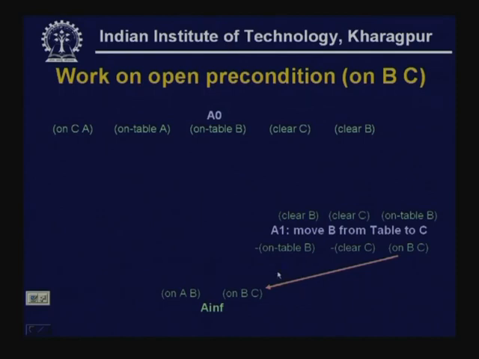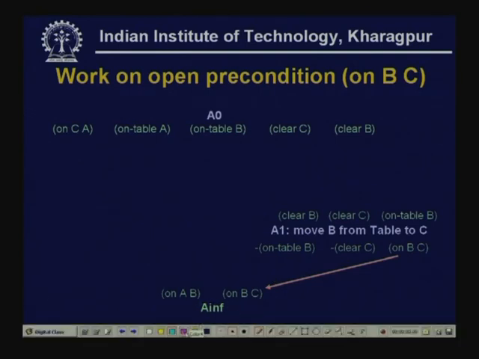Now, in the first step, we have an action or step A1 which involves moving B from table to C. If I move B from table to C, what do we achieve? We achieve the precondition on BC. So, on BC is an effect of the action move B from table to C, and on BC is required by the goal. So, we have a causal link on BC.